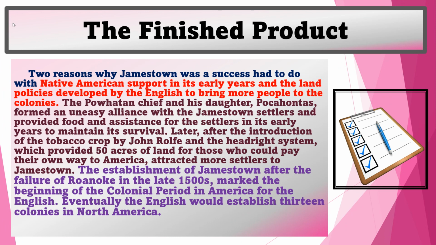So there are other things I could have considered. These two worked. Finally, I have my historical inference. The establishment of Jamestown after the failure of Roanoke in the late 1500s marked the beginning of the colonial period in America for the English. Eventually, the English would establish 13 colonies in North America. Whether I need that last sentence or not, that's up for consideration.